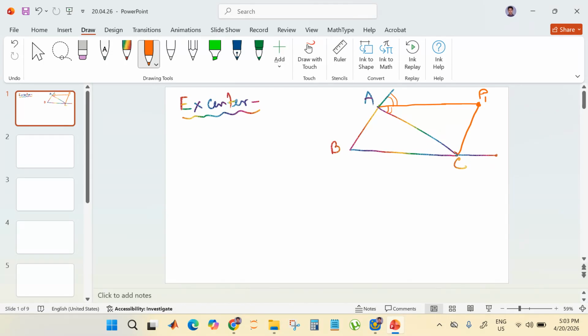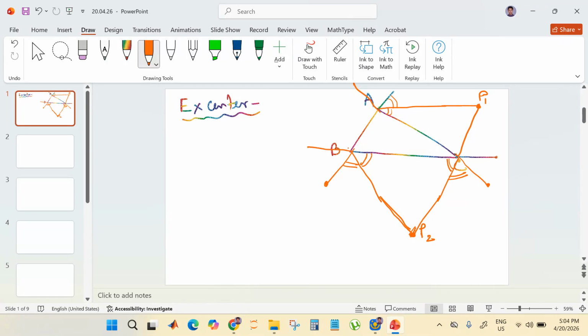If I extend this line, and if I extend this line, and draw the angle bisector this way, then if I join, it will intersect at a point. This point will be the second excenter. Similarly, if I extend these straight lines and draw other angle bisectors, then you can find the third excenter. So there are three excenters, P1, P2, P3.